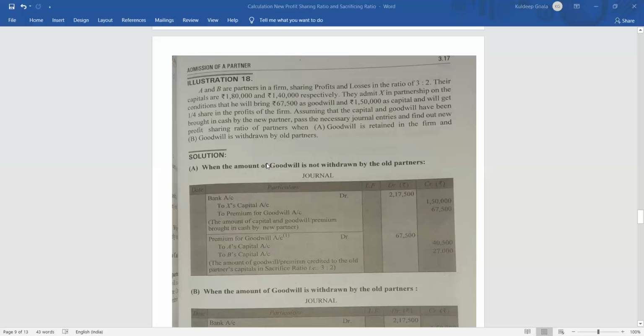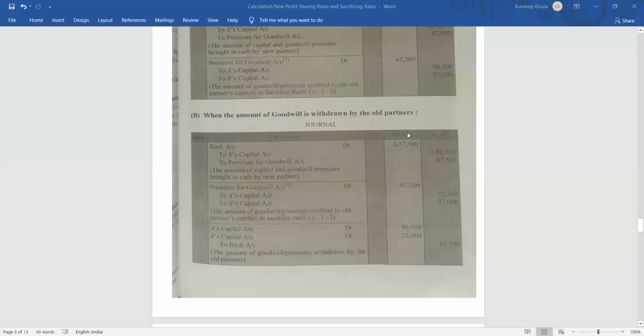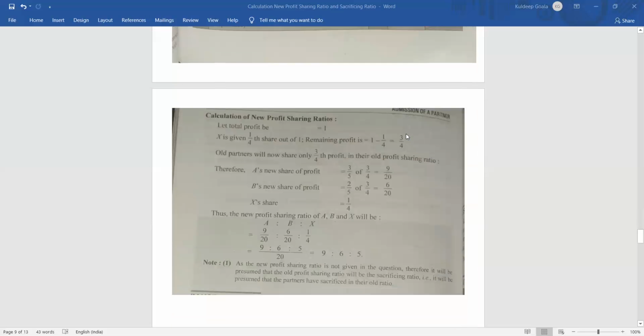Now what will you do? Now find out the sacrificing ratio. Now let me tell you a shortcut for it. Whenever only the new partner's share is given and the sacrifice of partners is not told, it is not told who is sacrificing how much. In that case, the old ratio becomes the sacrificing ratio. The old ratio becomes the sacrificing ratio. If you don't believe, you calculate and see, you will get it. Try to show the calculation as far as possible. It's just for your understanding. You can see the calculation here.